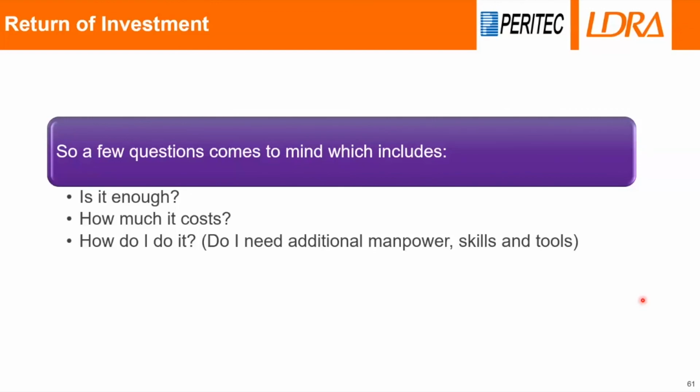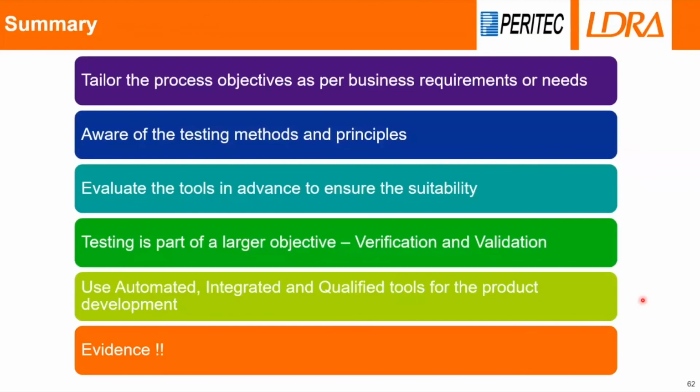See, the answer to this is in my summary. So what we need to do during a safety related or security related process is we need to tailor the process activity as per the business requirements or need. So we don't need to completely follow the process activity, tailor according to your product need and be aware of the testing methods and principles. You have a choice always. Look at the tables, pick up the activities and then do it.